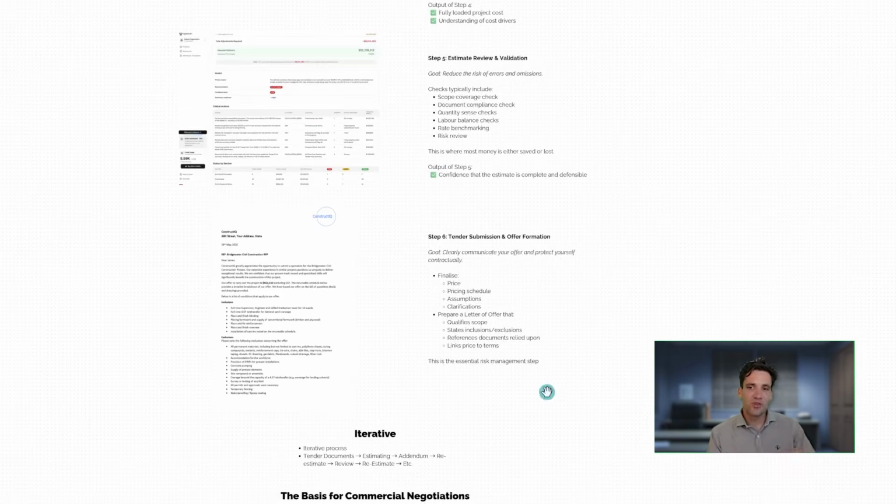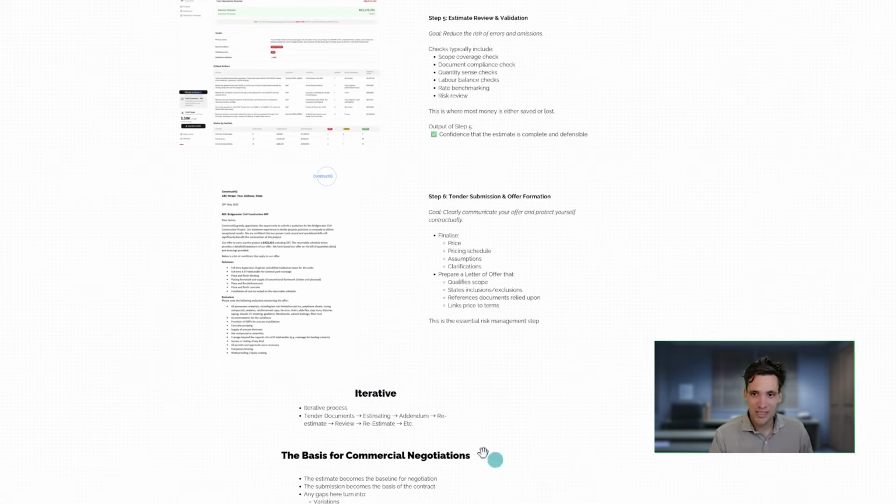Now, I'm going to say I've described these steps as a sequential process. Realistically, they're going to be iterative. You might get halfway through calculating your direct costs and then picked up that your client has given you incorrect information, or you need to go back and raise an RFI, which changes the bid documents or how you've priced, or you need to add something to your pricing schedule.